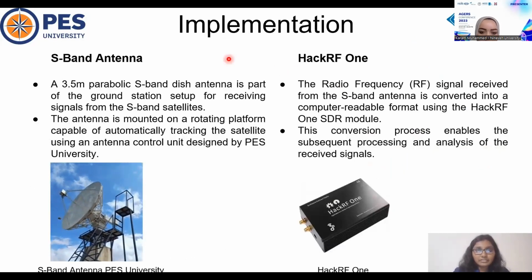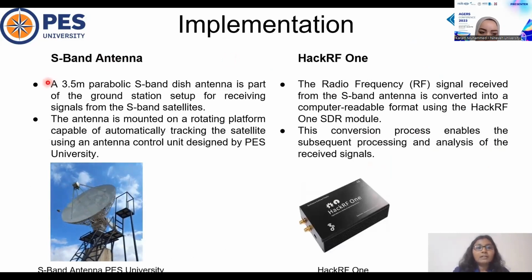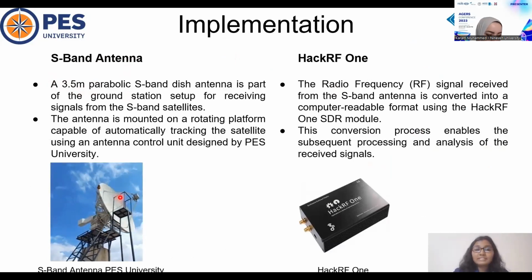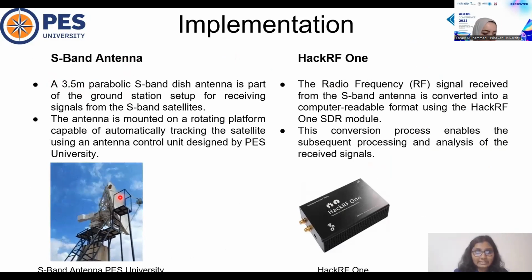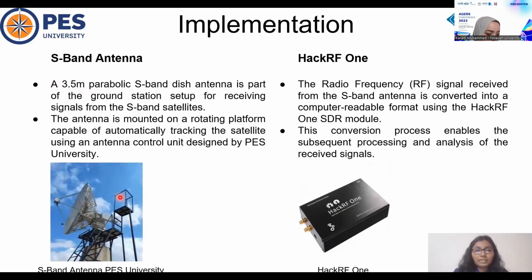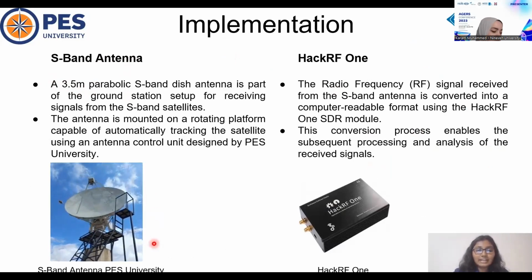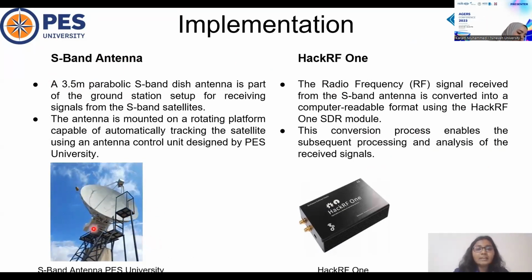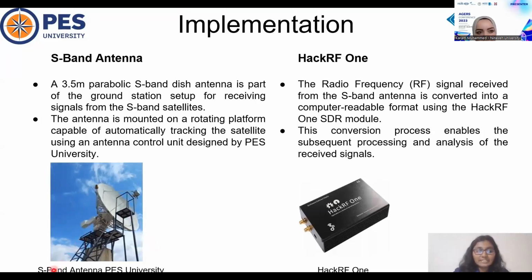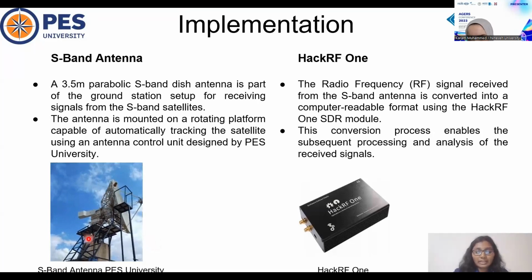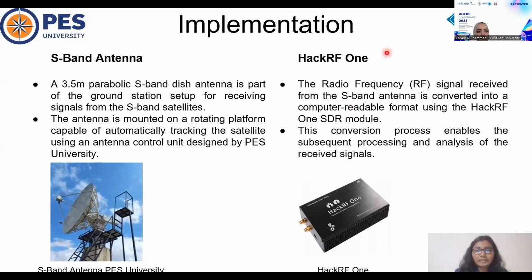The implementation of the proposed model. A 3.5 meter parabolic S-band antenna dish is a part of the ground station setup for receiving signals from the S-band satellites. The antenna is mounted on a rotating platform which is capable of automatically tracking the satellite using an antenna control unit designed by PES University. The GIF here represents an S-band antenna in PES University which is tracking Sindhunetra satellite.